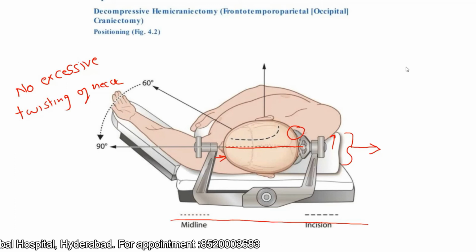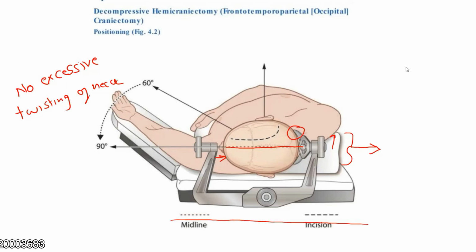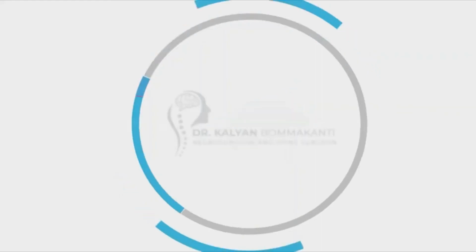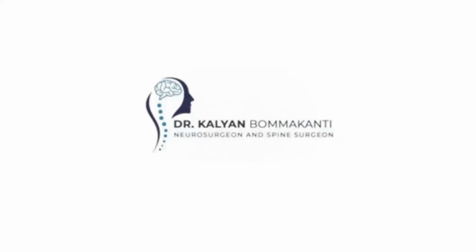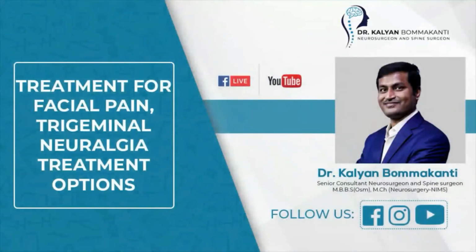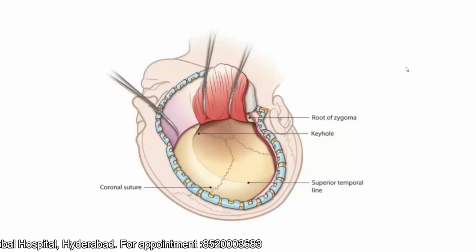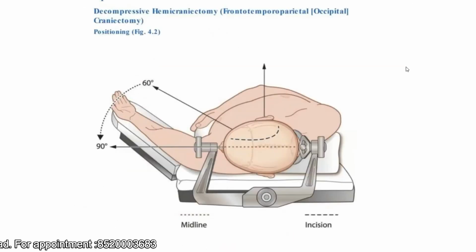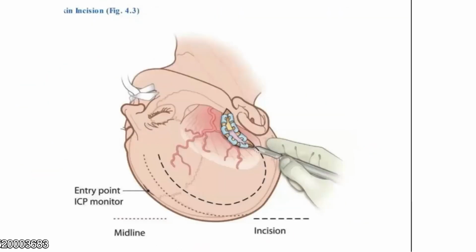Let's go to the next one. So I'm pretty sure that you are very clear with the positioning. And one more point, make sure the head end is above the heart level. Head end greater than the heart. This is to prevent excessive bleeding.